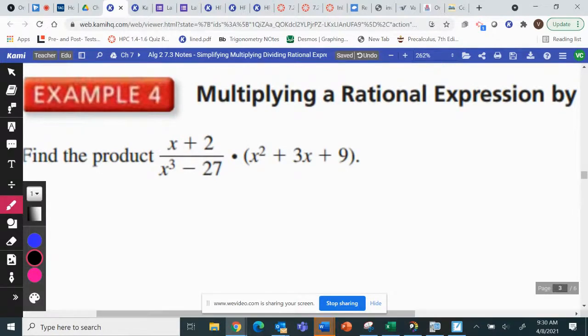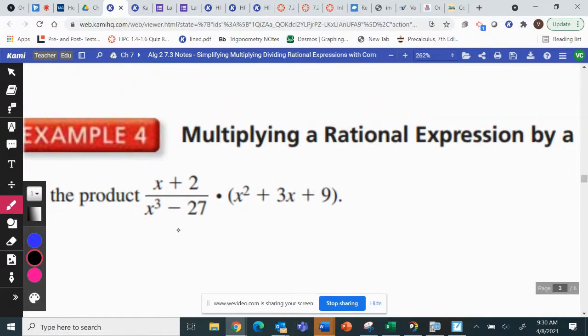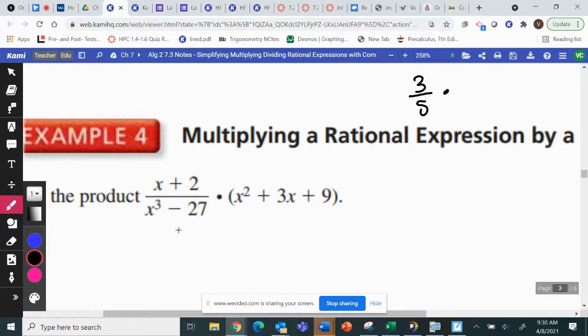So looking at example 4, I have a fraction multiplied by not a fraction. You guys, when you did, I don't know, like 3/5 multiplied by 7, how do you do that? You put 7 over 1 and then you multiply straight across. Same thing. We're going to put this over 1. We're going to multiply straight across. But first, we're going to factor. So on top, x plus 2 does not factor.